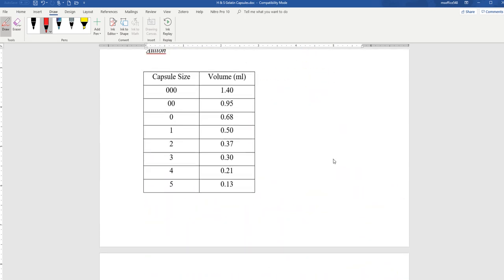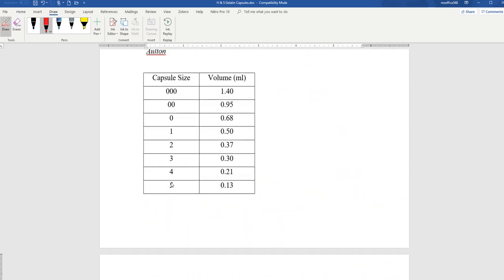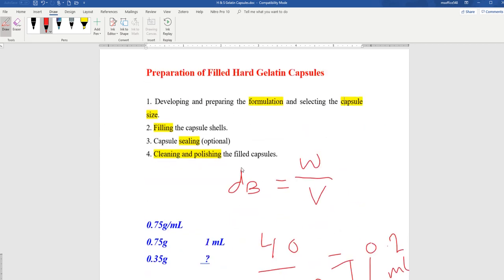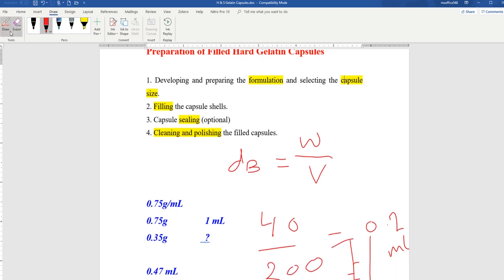Then I come here, look, can I use this one? No. Can I use number 4? Yes, I can, because I need 0.2. This is 0.21. So I will use number 4. So actually there is more than one way to deal with this.